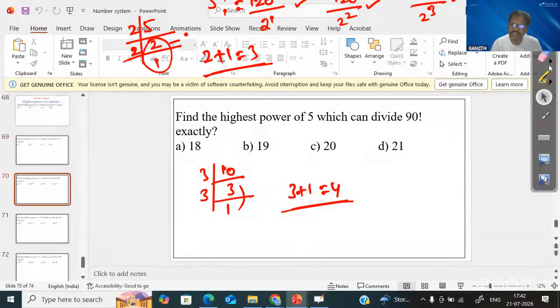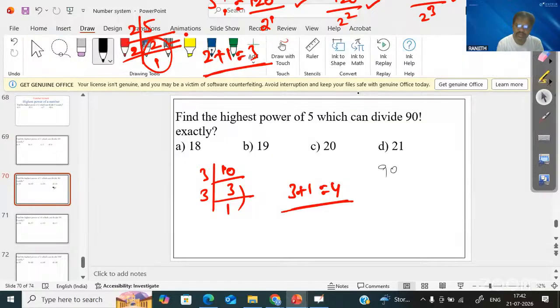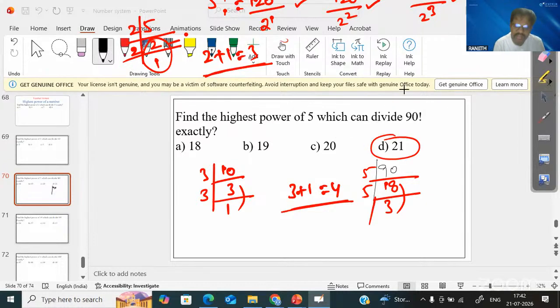Next. So what is the highest power of 5 in the sense? Again 90 divided by 5. So number of times it is cancelled is 18 times. Again 18 is cancelled by 5, 3 times. 18 plus 3 equal to 21 times.